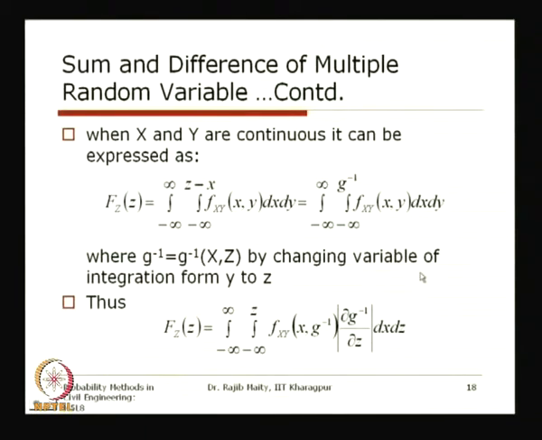By changing the variable of integration from y to z, what we can also get is that this f_Z(z), from minus infinity to plus infinity, is this function with respect to the joint density, taking this x and g inverse, multiplied by their partial derivative with respect to z of that function, dx dz.